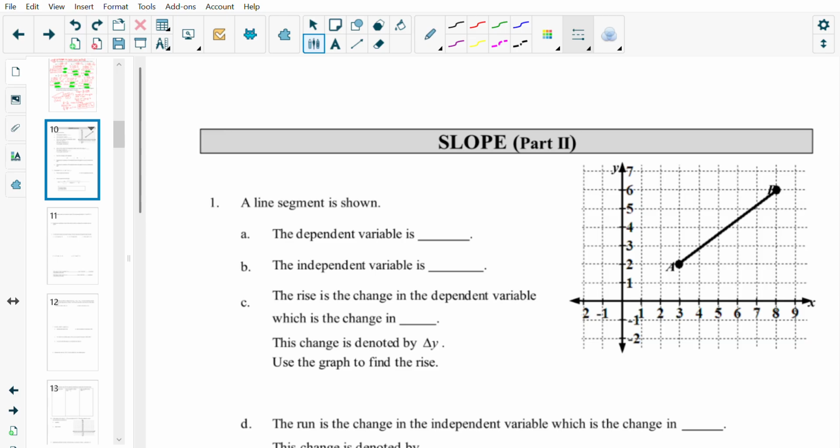Let's begin with a little bit of a review. A line segment is shown to the right. The dependent variable is y. The independent variable is x. The rise is the change in the dependent variable, which is the change in y. The change is denoted by delta y. Use the graph to find the rise. So I start at one of the endpoints. 1, 2, 3, 4. That's plus 4 rise.